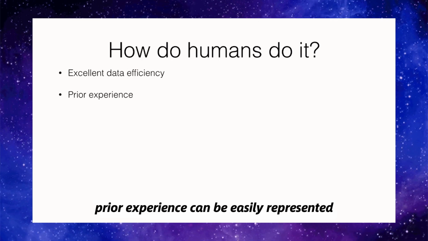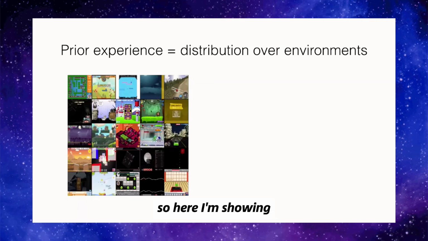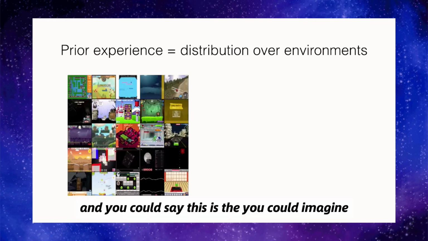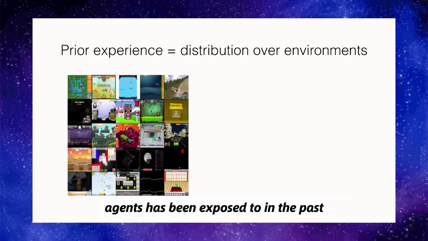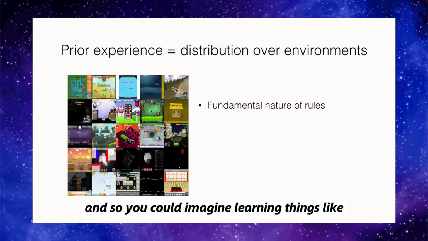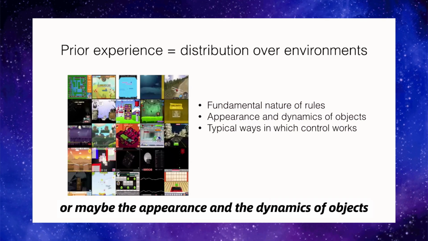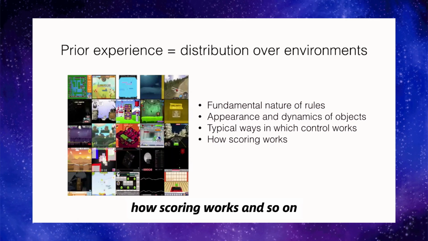Prior experience can be easily represented with a distribution over environments. So here I'm showing a subset of the Universe environments that I showed earlier on. You could imagine that this would be a set of tasks that our agent has been exposed to in the past. And so you could imagine learning things like the nature of rules, or maybe the appearance and the dynamics of objects, typical ways in which control works, how scoring works, and so on.